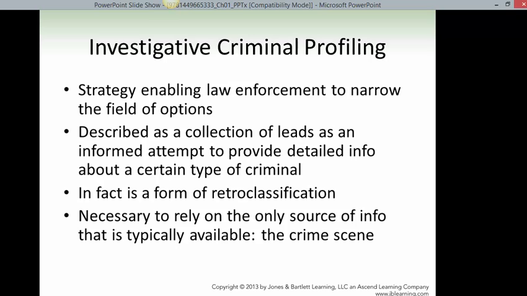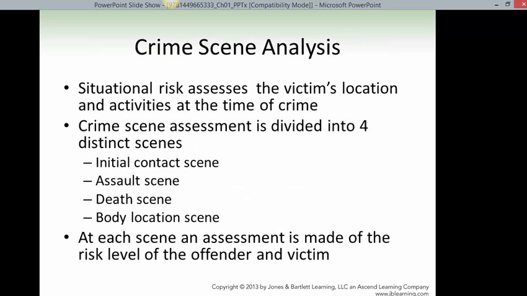Investigative criminal profiling. Strategy enabling law enforcement to narrow the field of options. Described as a collection of leads, an informed attempt to provide detailed info about a certain type of criminal. In fact, it is a form of retroclassification, necessary to rely on the only source of info that is typically available, the crime scene. Crime scene analysis.